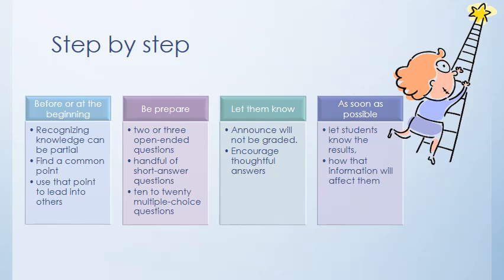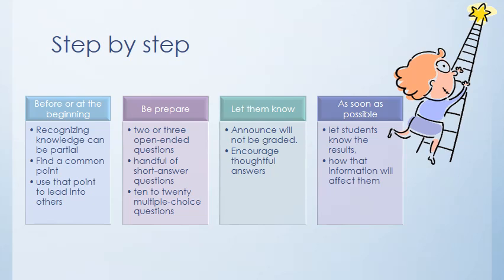Here's the CAT step by step. Step 1. Before introducing an important new concept or at the beginning of your course, recognize that knowledge can be partial or fragmentary. Find a common point. Use that point to lead into others. Step 2. Be prepared. Bring 2 or 3 open-ended questions, a handful of short answer questions, or 10 to 20 multiple choice questions.